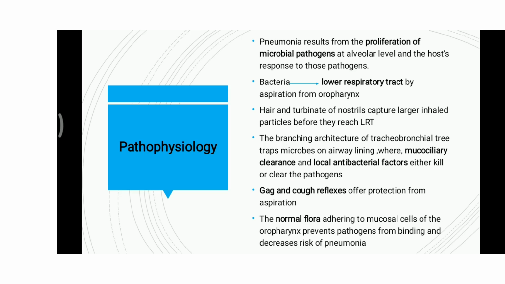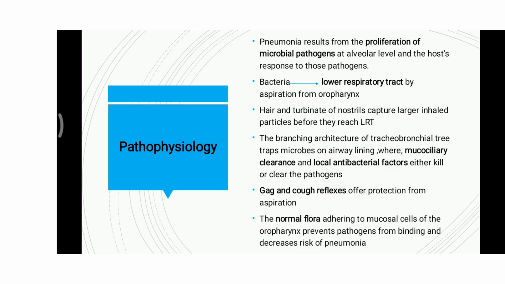The hair and the turbinate of the nostrils, obviously there is hair present in the nostrils, will capture the inhaled particles, which is a kind of first defense mechanism. So when bacteria enter the nostrils, the hair present there will capture the larger inhaled particles before they reach the lower respiratory tract. So this is the primary defense mechanism.